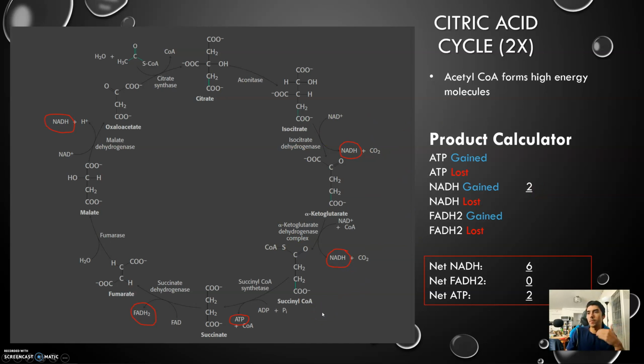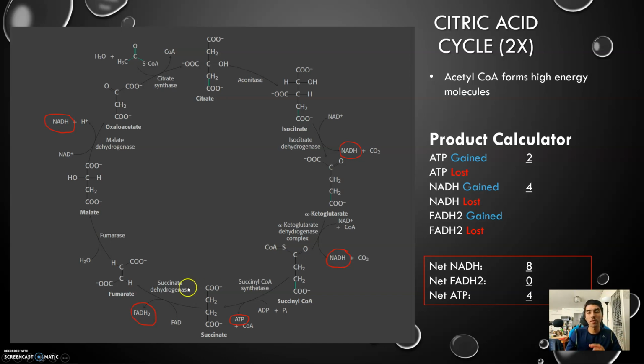And as we proceed further, we go from alpha-ketoglutarate to succinyl-CoA. And this happens with the enzyme alpha-ketoglutarate dehydrogenase complex. And here we have another 2 NADH molecules gained. And if we proceed further, we go from succinyl-CoA to succinate. With the help of succinyl-CoA synthetase, we now make an ATP molecule. So as a result, we now have 2 molecules of ATP gained from just this cycle.